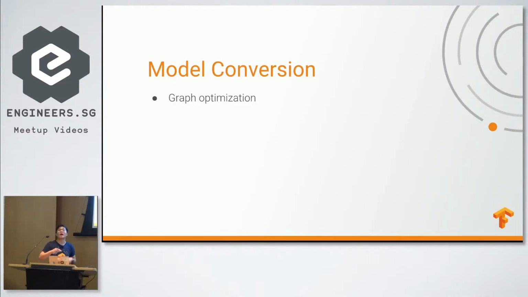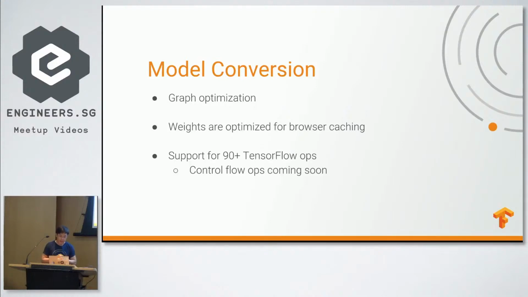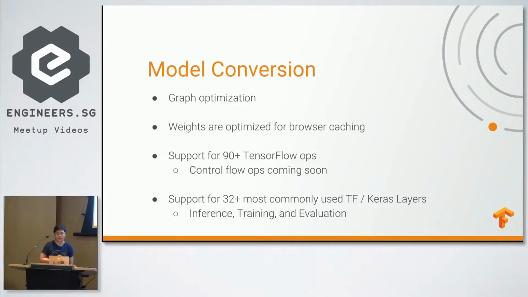All right, and what the model conversion code does is graph optimization for you. Let's say your graph has tons of nodes that are not necessary for your computation. It will get rid of them for you. It also does some weight optimization for browser caching. Currently it supports 90 plus TensorFlow ops, and they plan to support control flow ops very soon. It also supports 32 plus commonly used TensorFlow Keras layers for inference, training, and evaluation. So right now, if you take a random Keras model and try to convert it into a TensorFlow JavaScript model, it might not work if it's not using the common layers included here.